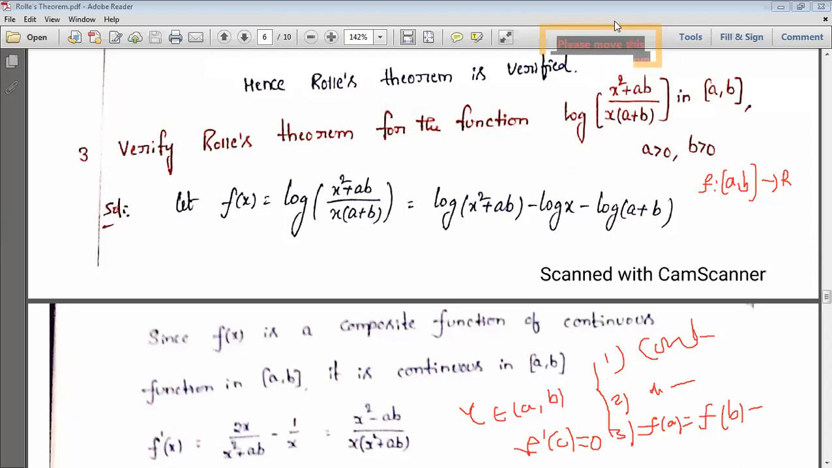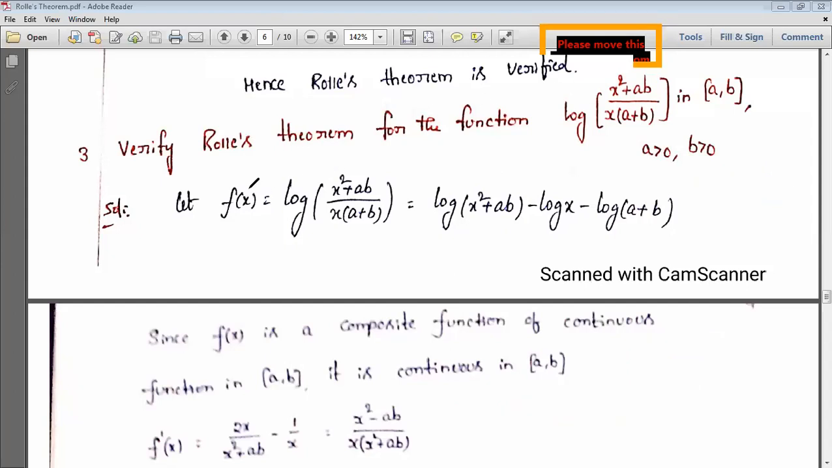Now let us see the problem. Verify Rolle's theorem for the function log of (x square plus ab) by (x into (a plus b)) in the closed interval [a, b]. The conditions they mentioned are also very important: a greater than 0, b greater than 0. So first, we need to check whether the function is continuous or not.